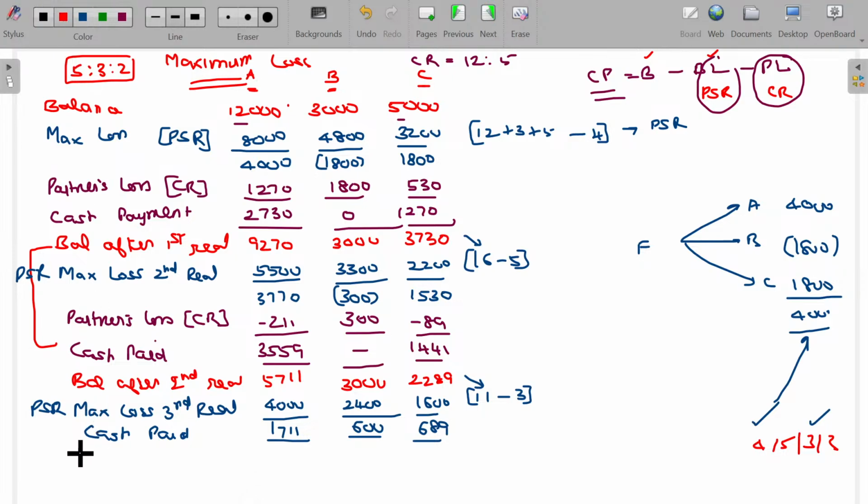Now find out the balance after third realization. How much? From the balance, cash paid is subtracted to get this one. 4,000, 2,400, 1,600. Balance after third realization.